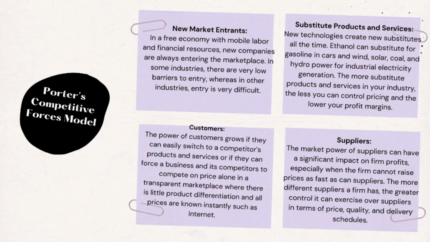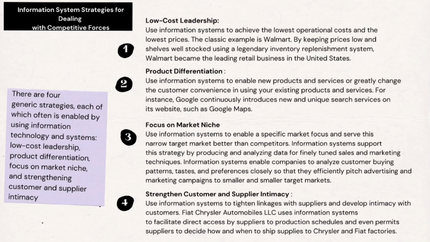Information system strategies for dealing with competitive forces. There are 4 generic strategies, each of which often is enabled by using information technology and systems. First, low-cost leadership, product differentiation, focus on market niche, and strengthening customer and supplier intimacy. Low-cost leadership. Use information systems to achieve the lowest operational cost and the lowest prices. The classic example is Walmart.